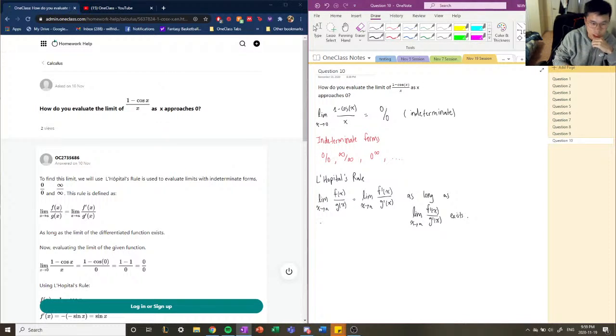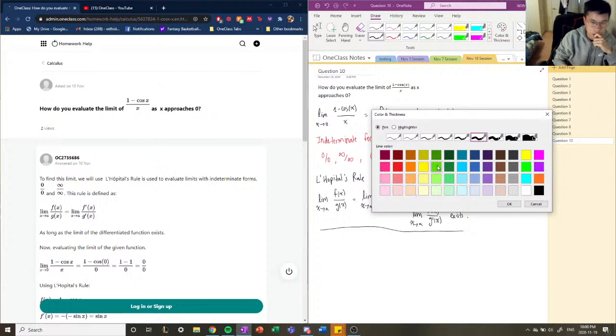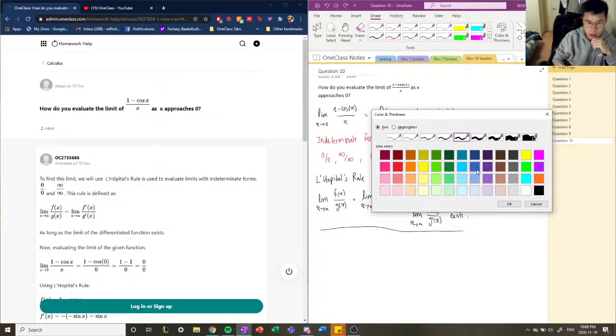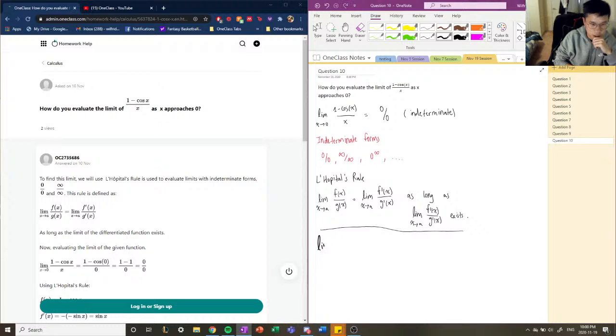So we're going to solve our question now. We're going to use L'Hopital's rule. Okay, so we have the limit of 1 minus cos of x divided by x as x approaches 0. So if we differentiate the top, so let's say d/dx of 1 minus cos x.